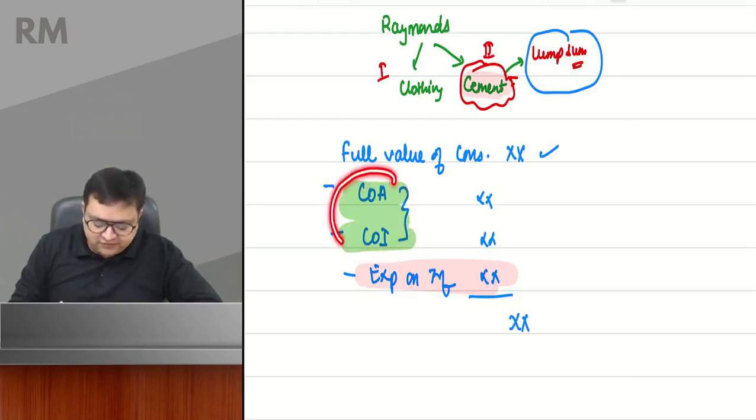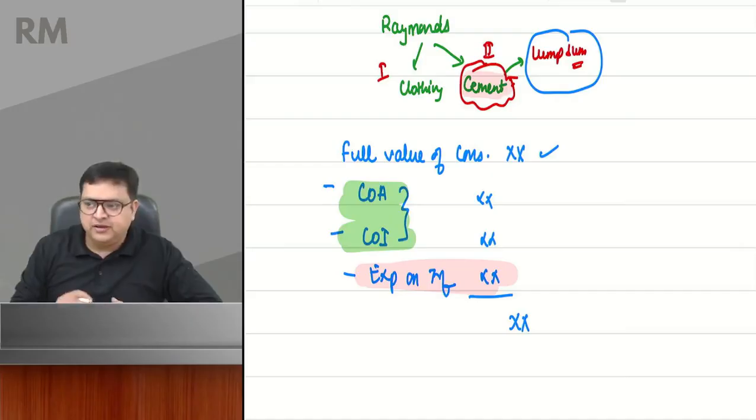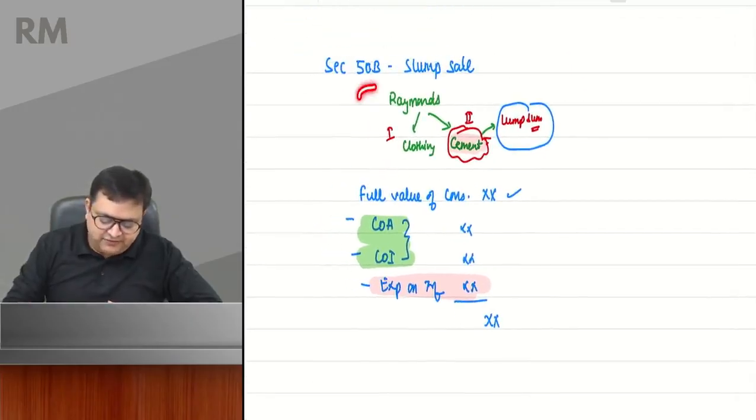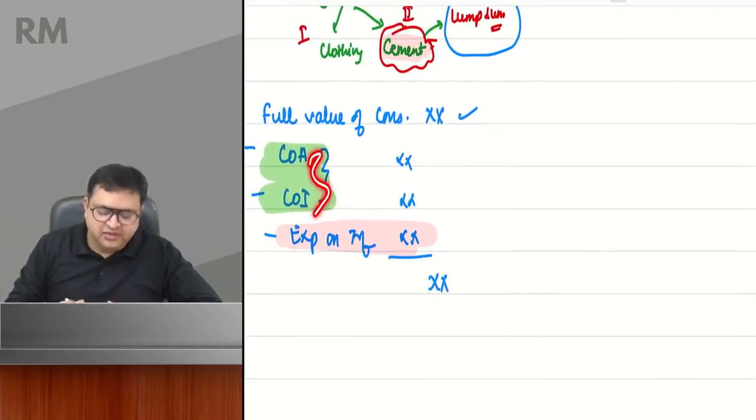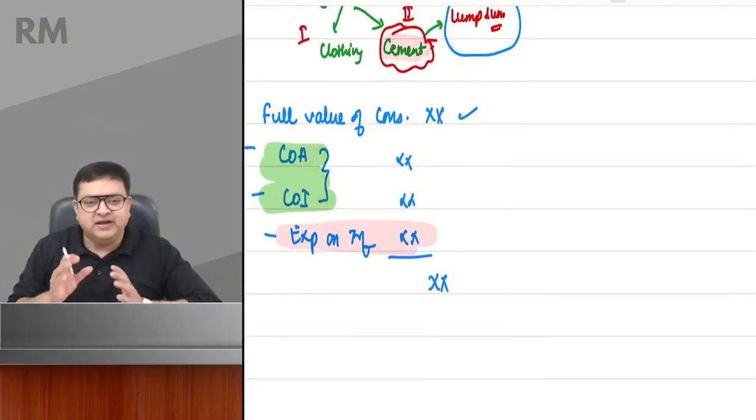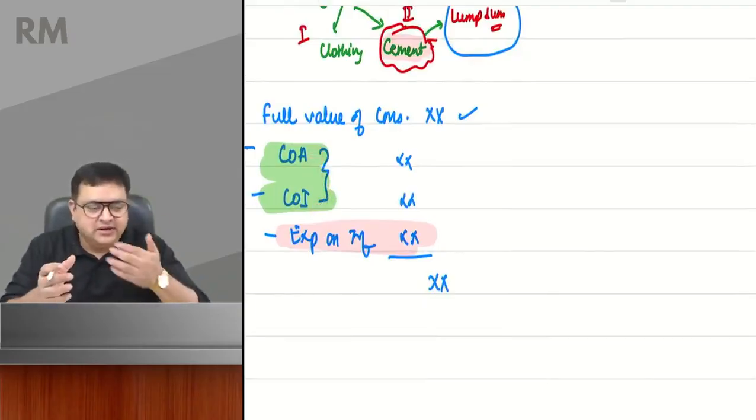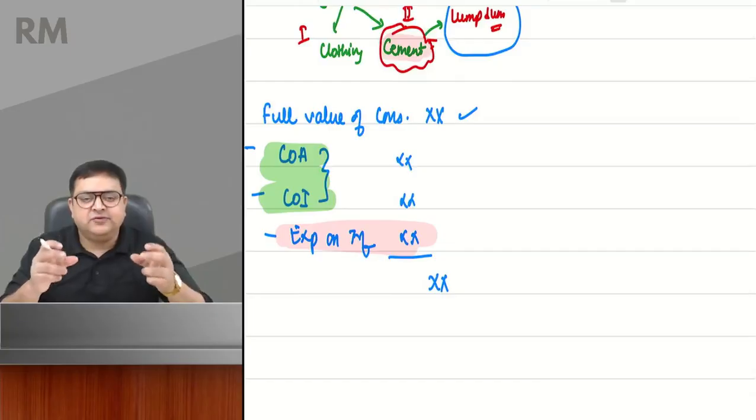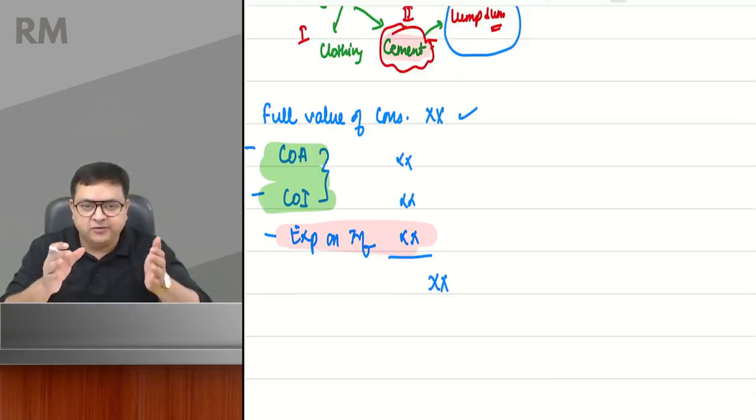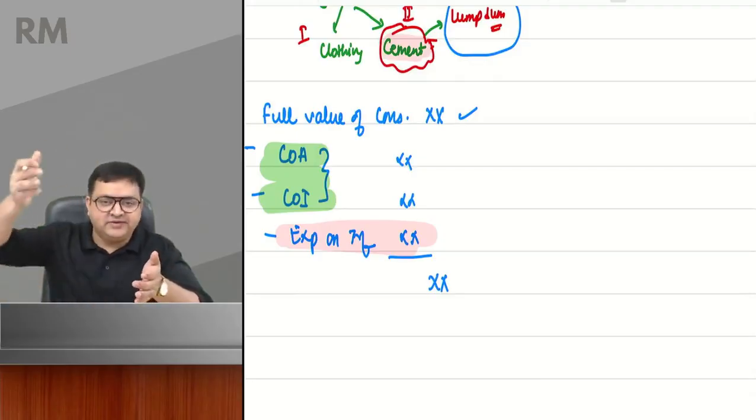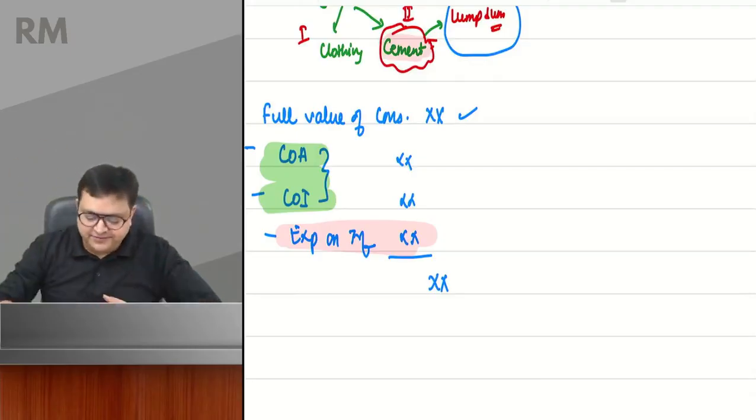So instead of cost of acquisition and cost of improvement, Section 50B says we will take your net worth. What is net worth? Net worth is the worth of your assets right now. Right now, what is your worth and for how much are you selling? And it's very easy.